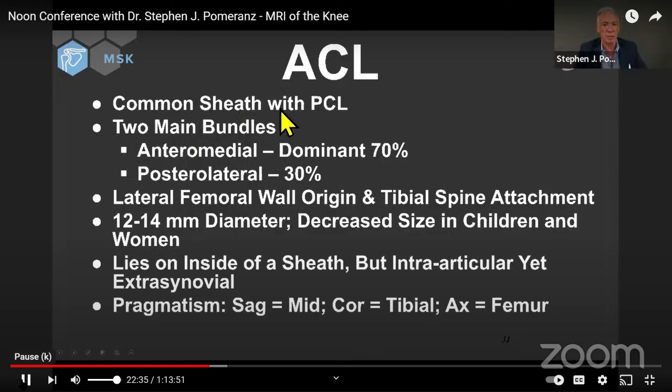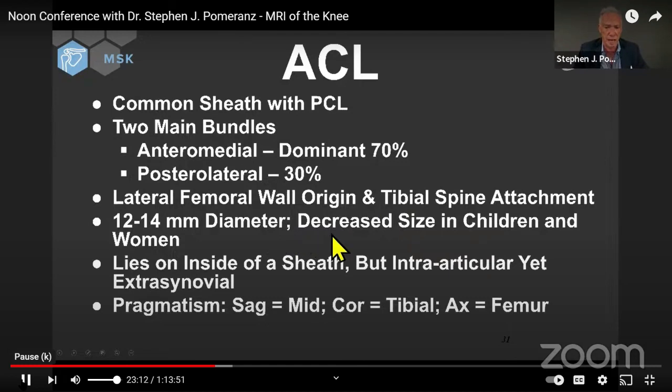The ACL shares a common sheath with the posterior cruciate ligament, and that is why the posterior cruciate ligament is oft incorrectly diagnosed as torn with the ACL when you're simply looking at its sheath bathed in fluid and blood. If these two tear together, you better be worried about a knee dislocation. There are two main bundles, anteromedial, dominant, posterolateral, subdominant. They arise from the lateral femoral wall and insert in the intercondylar tibial spinous notch and to a lesser degree on the tibial spines. Approximately 13 millimeters in diameter is the ACL.